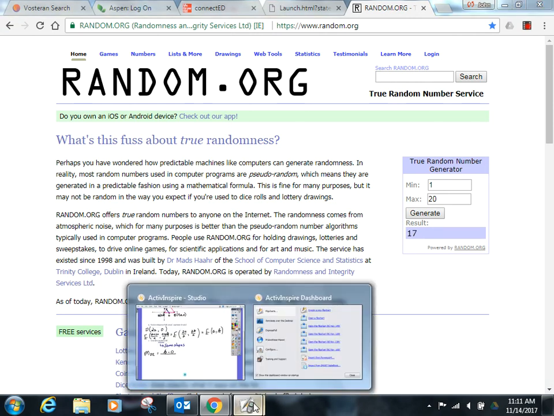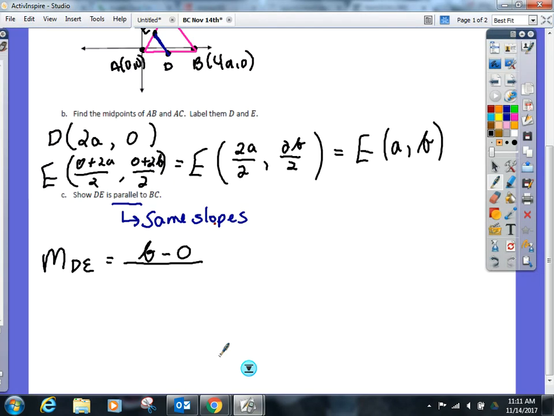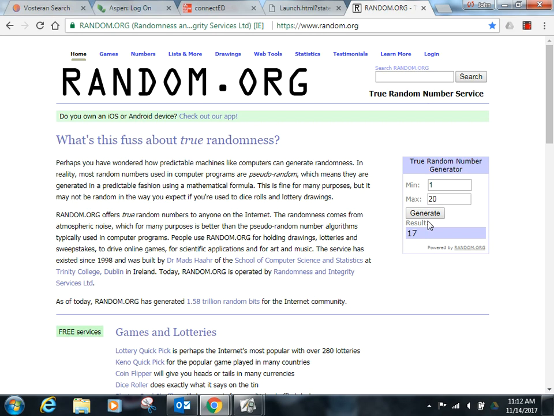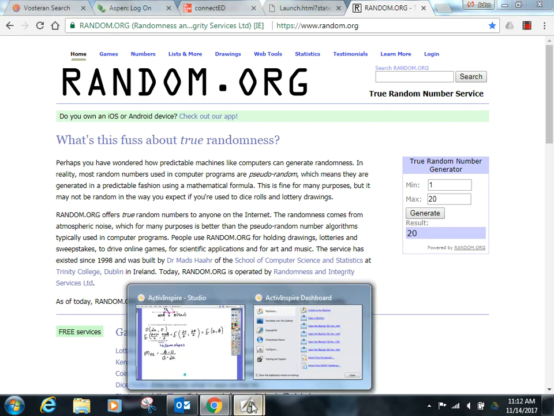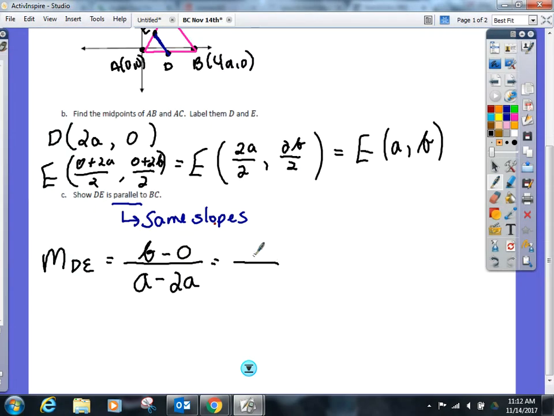Here we go. A minus 0. Did I miss something? What's the x coordinate on D? 2A. Any issues here? Okay, what do I end up getting then for a slope? Combine all your like terms that you can. What do we end up with? Negative B over A. There we go.